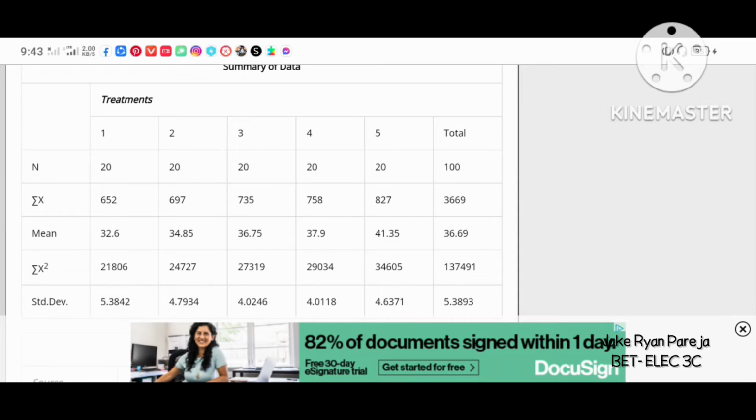The ANOVA p-value is less than 0.00001. So the interpretation: the null hypothesis will be rejected since the computed p-value is less than 0.05. Therefore, there is a significant difference in the raw scores of each long test.